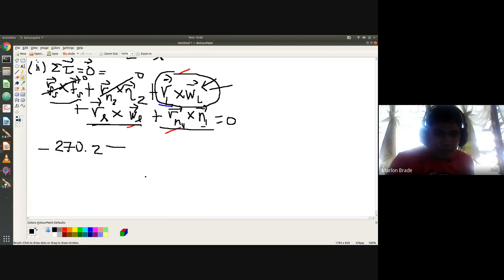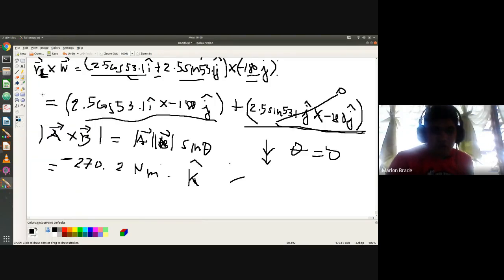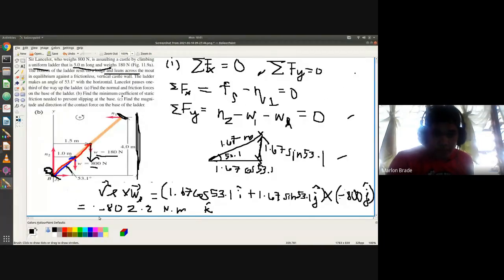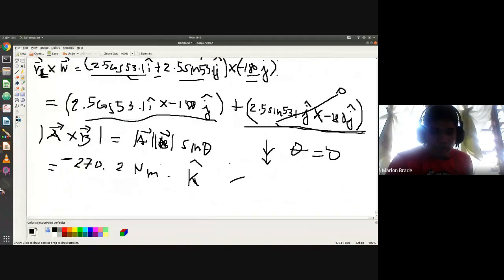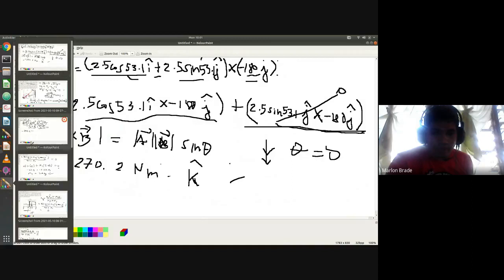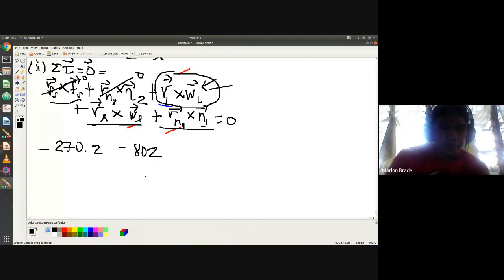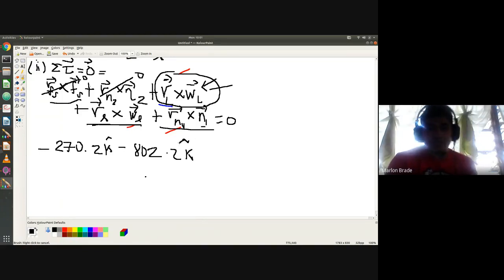What about the second? Minus the second term, negative 802.2. So minus negative 802.2, and we emphasize the direction, which is k hat. This 2.2 is also k hat. What is the direction now?